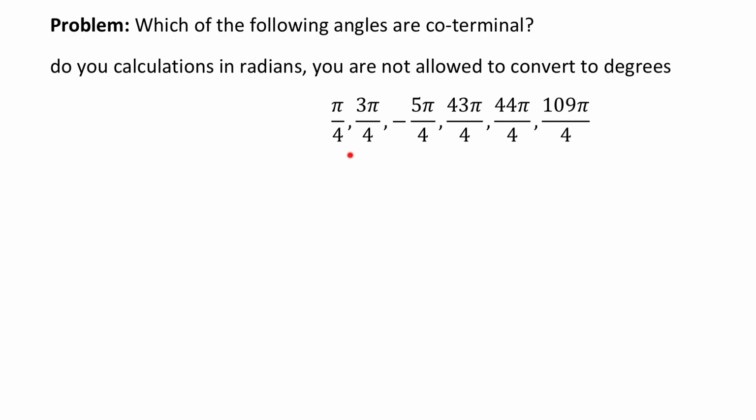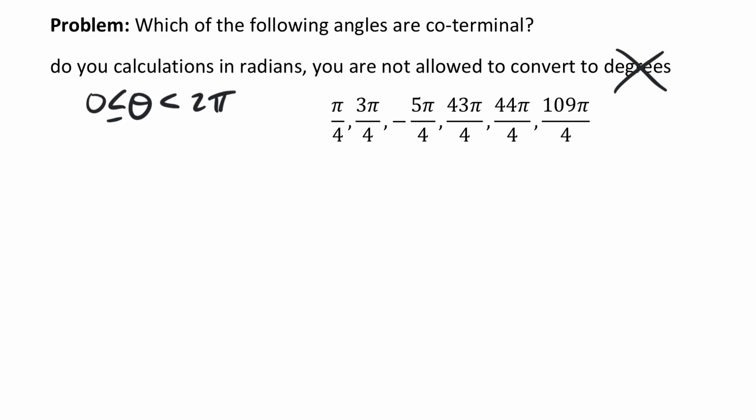All right, so pi over 4 and 3 pi over 4, those are both good to go. They're already kind of as simple as you can make them. They're principal angles. Theta is between 0 and 2 pi, or 0 and 360 if you're thinking degrees. But again, we're not allowed to think degrees. So thinking in radians, we want our angles between 0 and 2 pi.